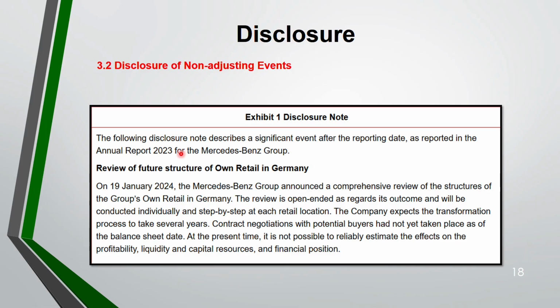So, the following disclosure note is an event after the reporting date reported in the annual report of Mercedes Group. This is about the review of the future structure. On 19 Jan, Mercedes announced a comprehensive review of their structure in their retail in Germany. The review is open-ended and it will be conducted individually and step by step. The company expects that the transformation will take several years. Contract negotiations with the buyers have not taken place yet, and at present it is not possible to estimate the effect on profitability, liquidity, capital resources and financial position.